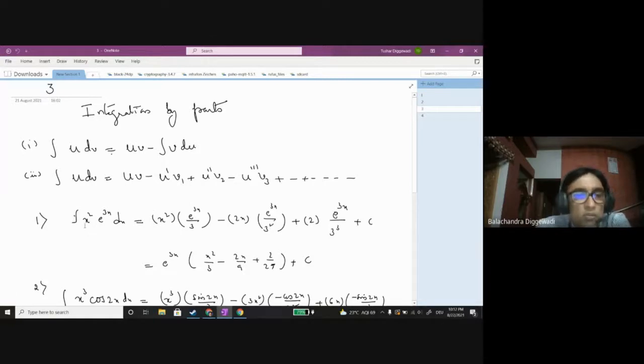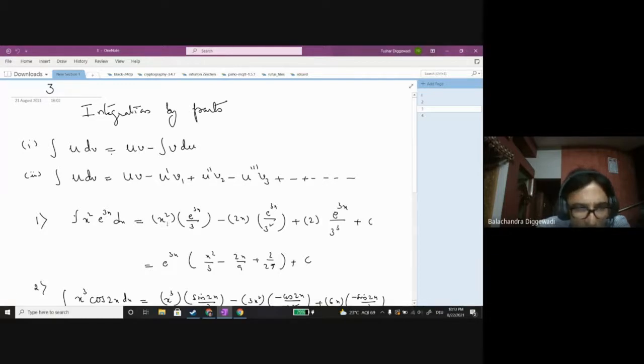Here the first term is x square: algebraic into exponential, or algebraic into trigonometric function. Commonly these two cases are there, so we can write the answer directly. The algebraic term as it is, then the integral of the other term, which I have written as a second bracket. It may be positive or negative. Try to keep both terms in brackets only. Now, the signs are positive, negative, positive, negative.